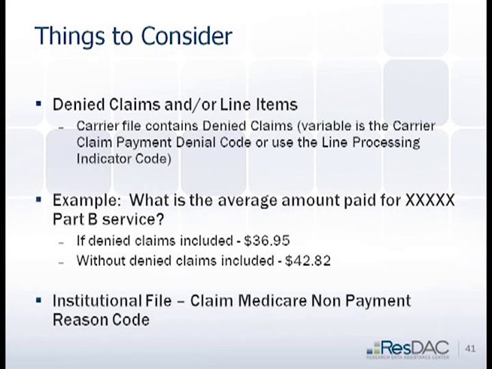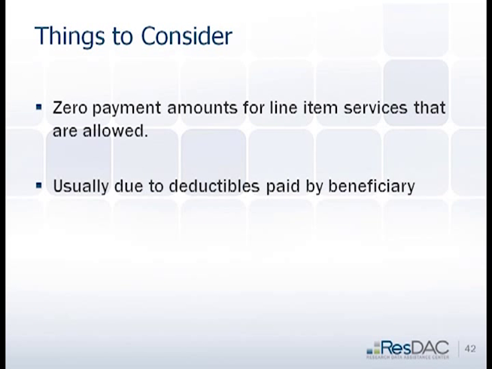At the claim level for institutional files, the variable that you should use to get rid of claims is the claim Medicare non-payment reason code. For the outpatient file, they also have one at the revenue center. It's called the ANSI code, and I think there are up to 5 of them that you can see for denied revenue center charges. Again, for institutional files, it's not quite as prevalent to have denied claims, a little bit more in the outpatient file, given the nature that it's a Part B service. But again, I would certainly recommend getting rid of any denied claims or line items.